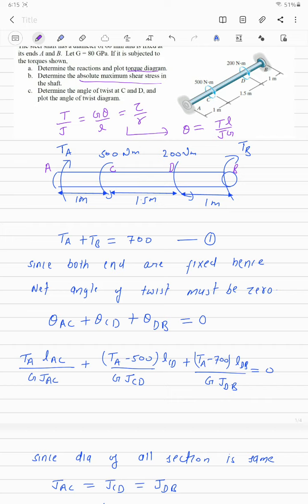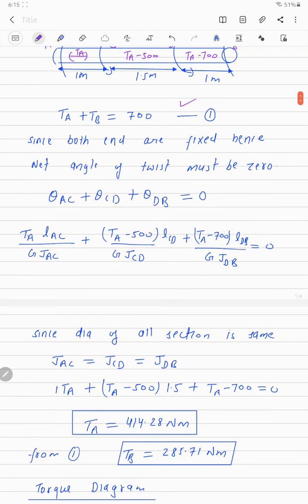So now put all the values in this section. In the AC section, torque will be Ta throughout. Then in the CD section, torque will be Ta minus 500 because 500 is acting in the opposite direction. And again 500 decreasing at point D. So in this section torque will be Ta minus 500. Here torque will be Ta minus 700, which is also equal to Tb. From this equation we can see that. And in this section torque will be Ta.